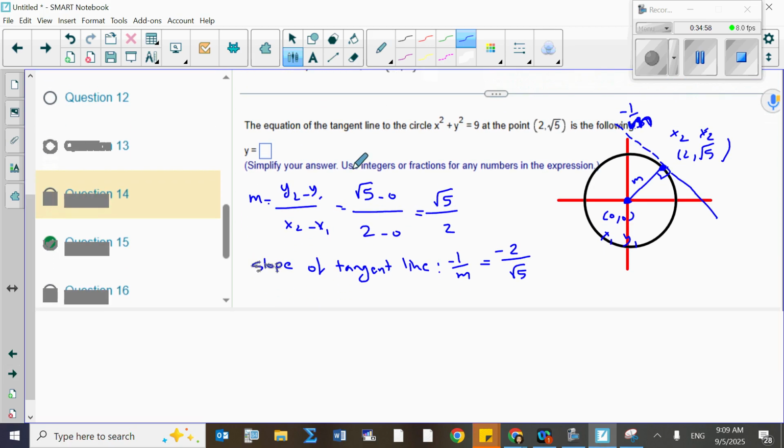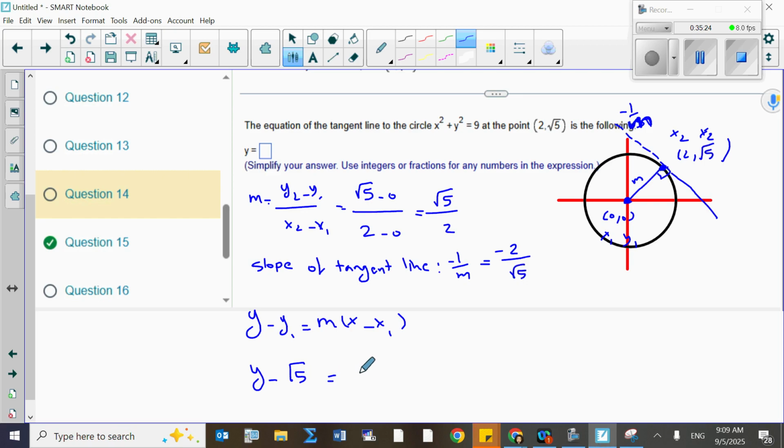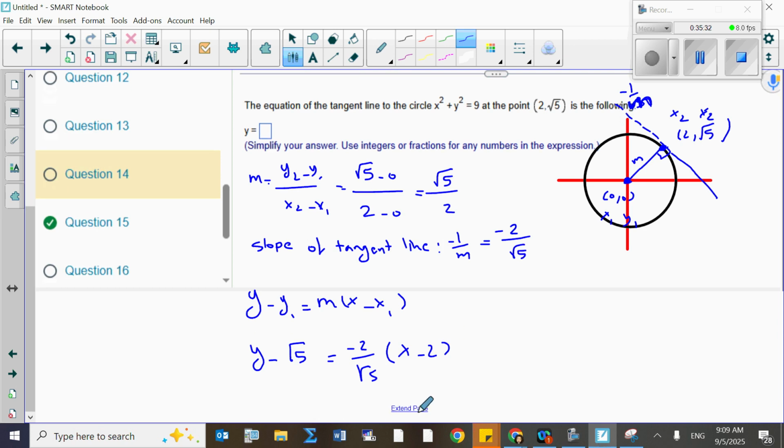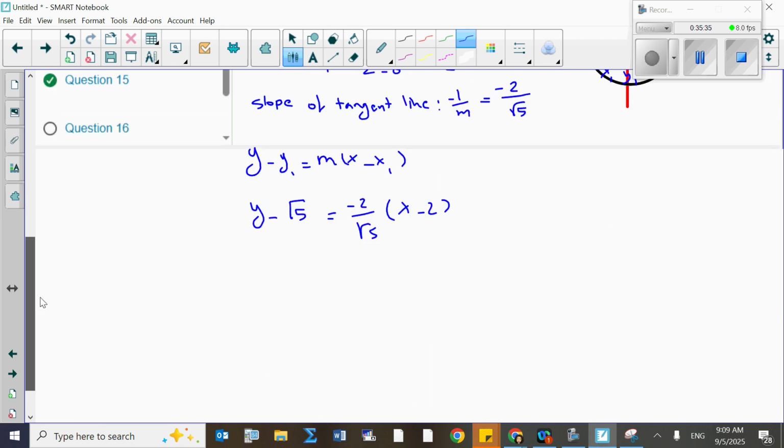Now I'm ready to write the equation. How do I write the equation? y minus y1 equal to m times x minus x1. I'm going to write these two as my x1, y1 because that's the point that is located on this line. I need to use that. y1 is root 5, equal to m, which is negative 2 over root 5, times x minus 2. Okay, and next you just need to simplify this.